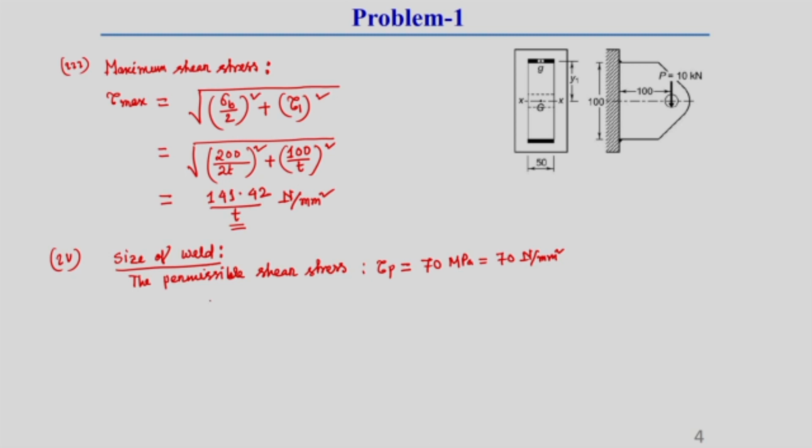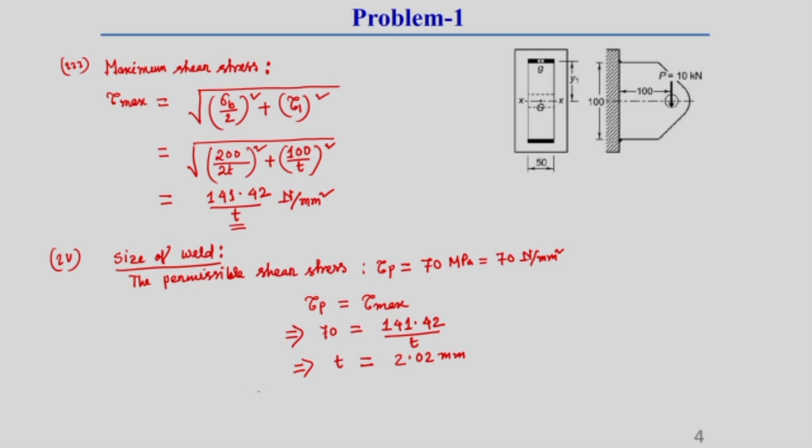So, here we will compare that tau p with this maximum shear stress. We will use the condition tau p equal to tau max. By using this, what can we get? Tau p equal to 70 and tau max is 141.42 divided by T, which I have already calculated. So, from here we get throat thickness T equal to 2.02 millimeters. So, this is one dimension we got.